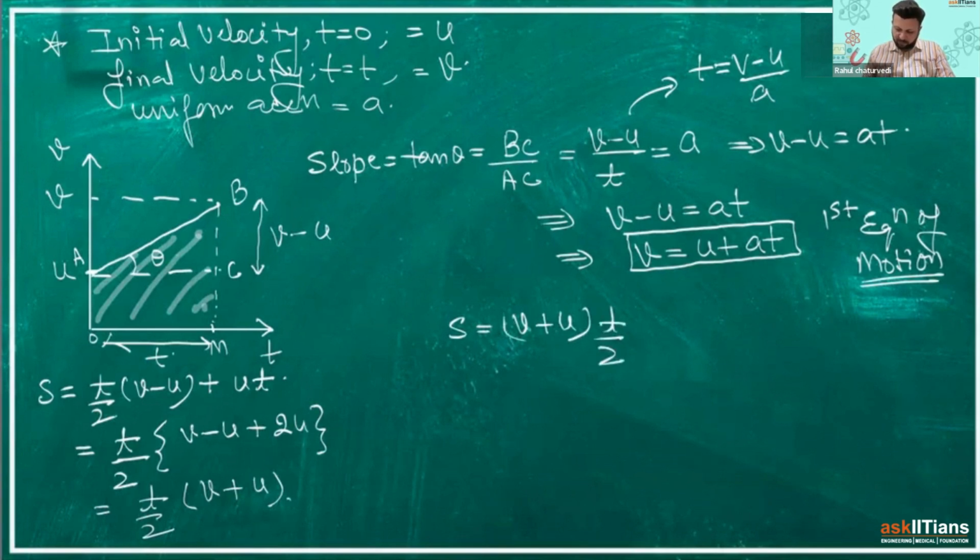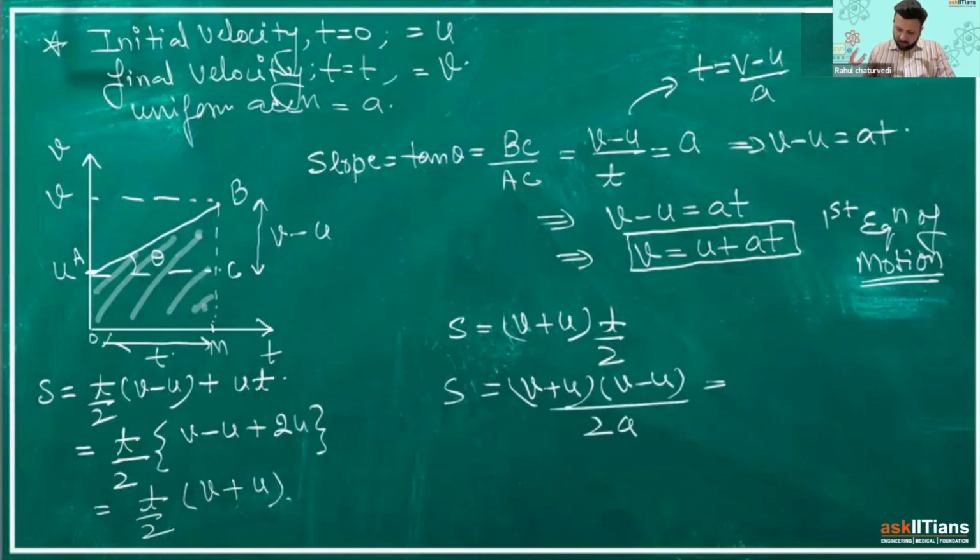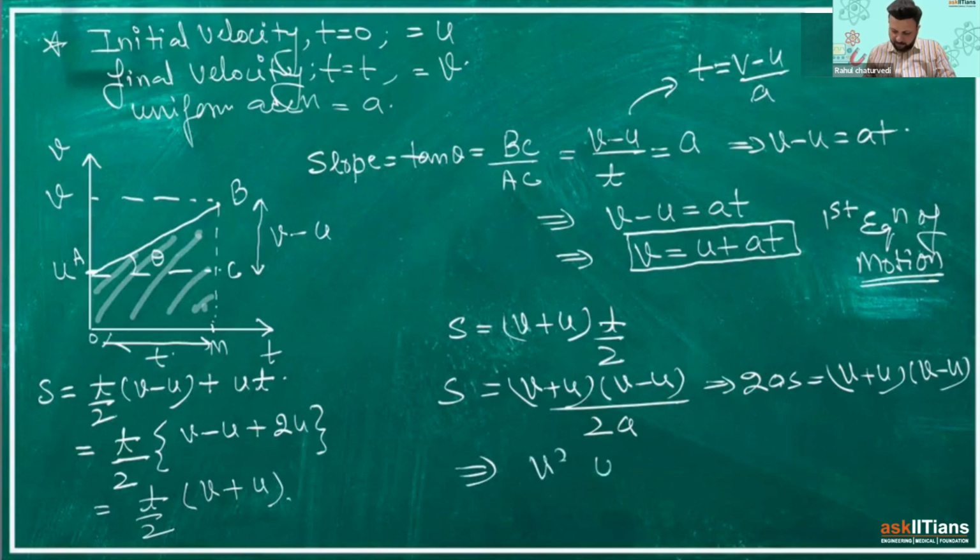And from the first equation of motion, we have already seen that T is equal to V minus U upon A. So you can write S as V plus U into V minus U upon 2A, or 2AS is equal to V plus U into V minus U. You can use the relation A plus B into A minus B equals A square minus B square. So finally you will have V square minus U square is equal to 2AS. This is the third equation of motion.